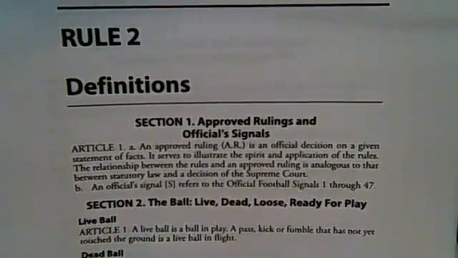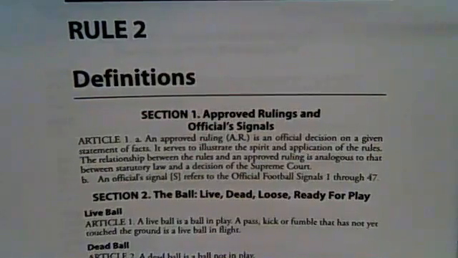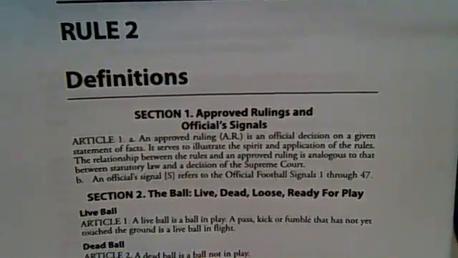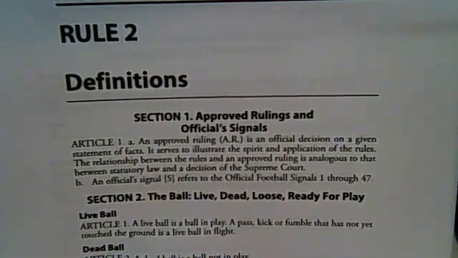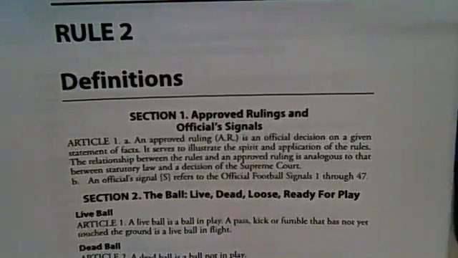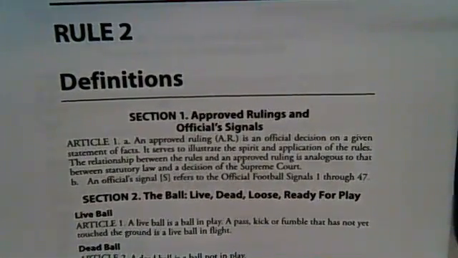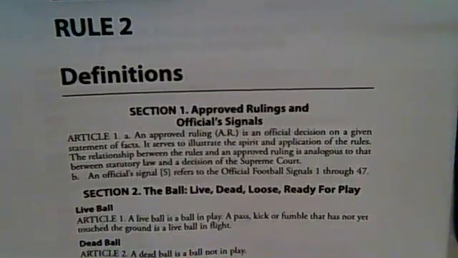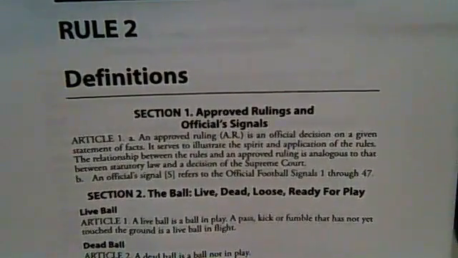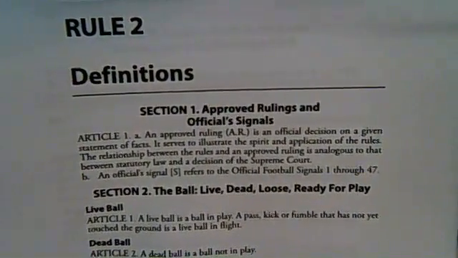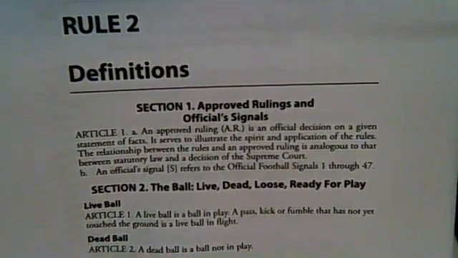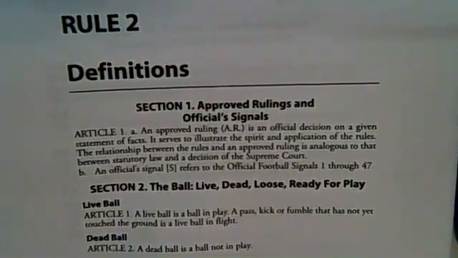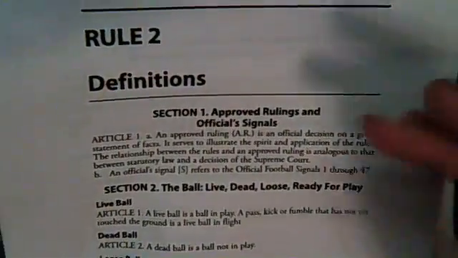Approved rulings and official signals. Article 1, an approved ruling, AR, is an official decision on a given statement of facts. It serves to illustrate the spirit and application of the rules. The relationship between the rules and an approved ruling is analogous to that between statutory law and a decision by the Supreme Court. An official signal refers to the official football signals 1 through 47. We have 47 signals we have to know.